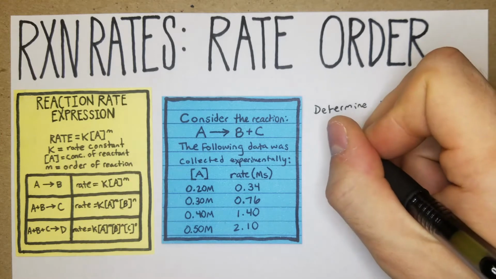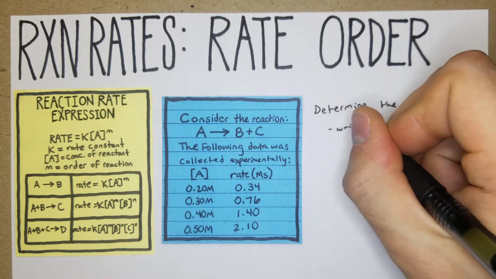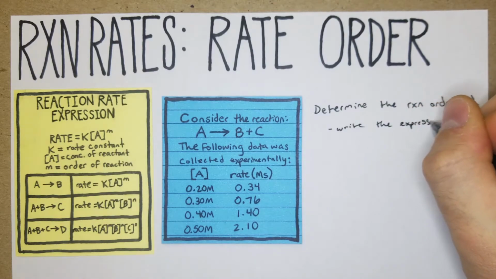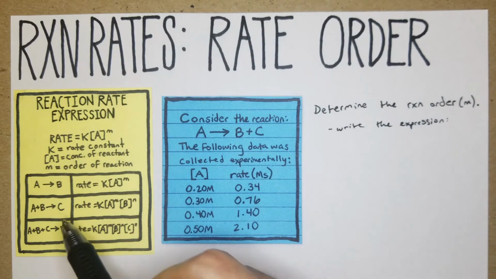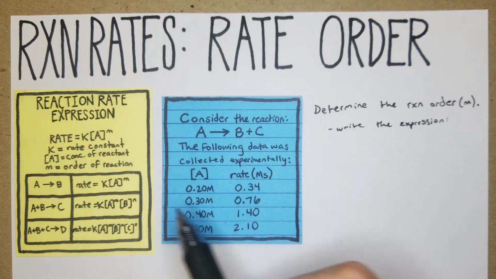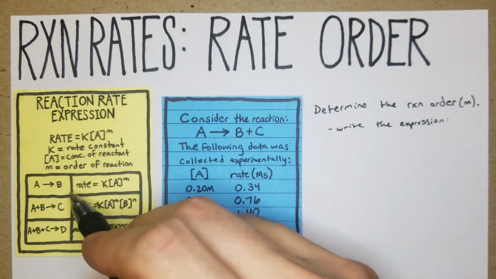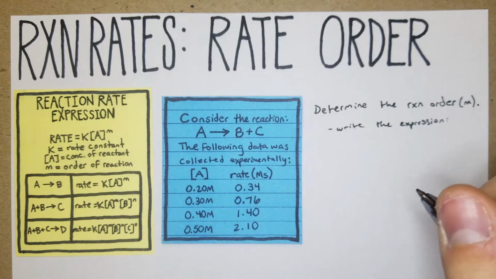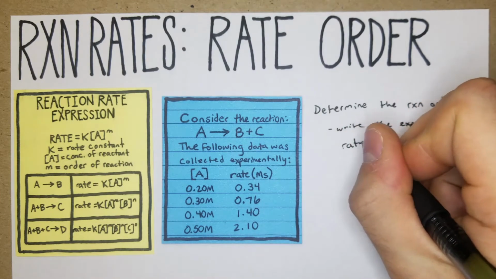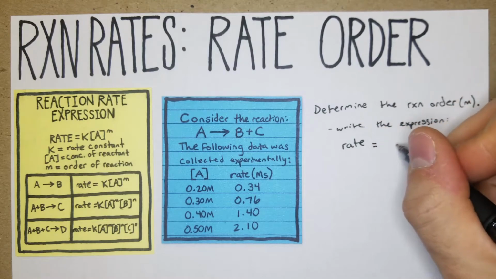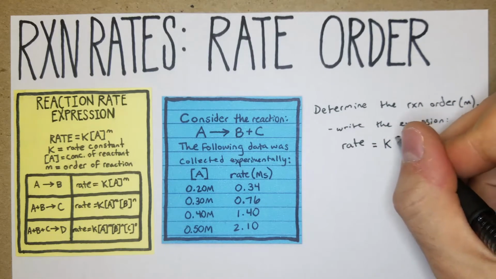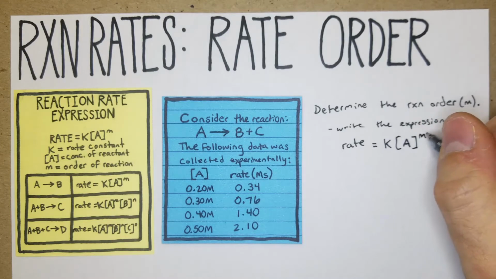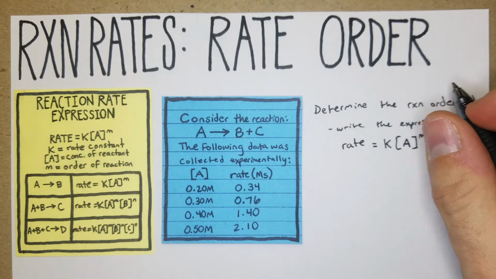First of all, start by writing the expression. In this case, A yields B is the general format it follows. So we'll say that the rate is going to equal K times the concentration of A to the M. That's our basic structure.